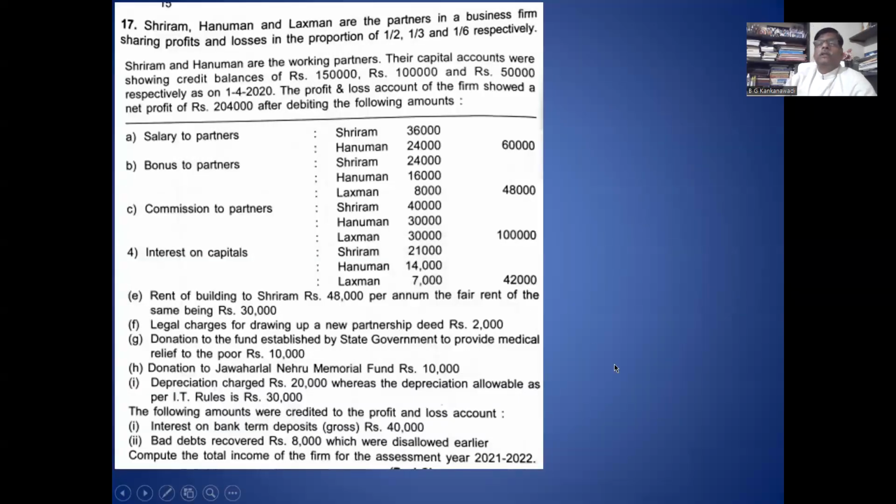Now you see question number 17. In this question, Sri Ram, Hanuman, and Lakshman, three partners, are there in a business, sharing profits and losses in the ratio of 1/2, 1/3, 1/6 respectively.